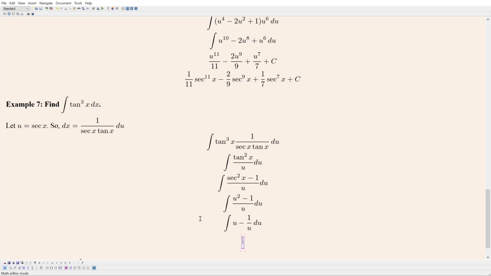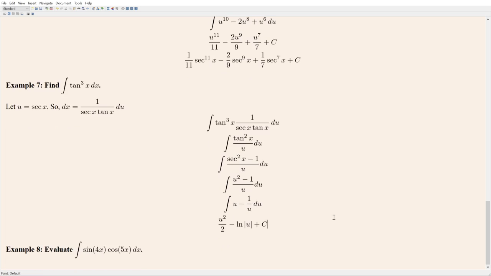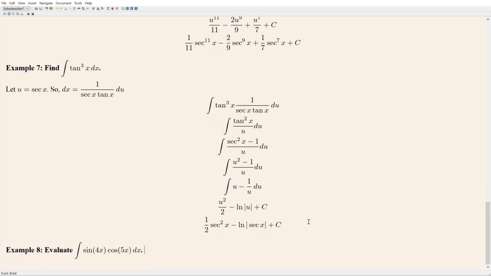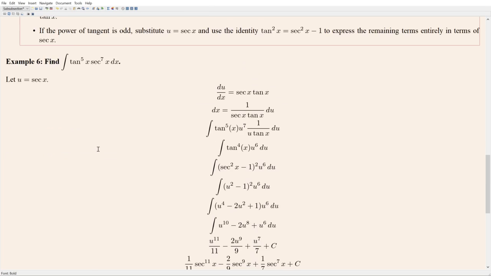So u, well, we can hit that with the power rule to become u squared over 2. And then the antiderivative of 1 over u is natural log of absolute value. So the last thing to do is to replace u with secant, like so. And there we go. Even though there was no secant present here, this same strategy still worked.